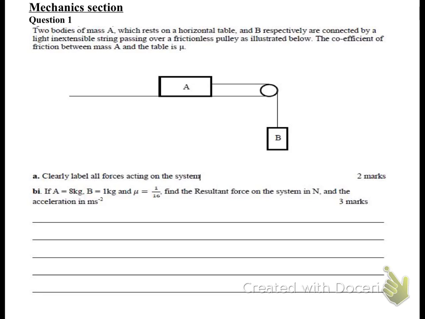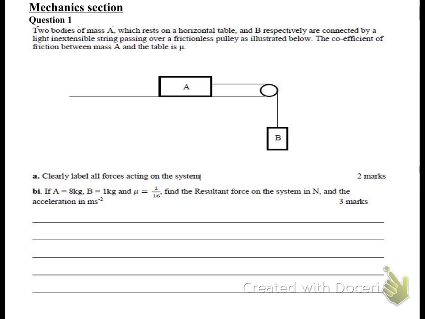respectively, are connected by a light inextensible string, passing over a frictionless pulley, as illustrated below. So there we go, that meets all the requirements, just to make simple assumptions of tension in one part of the string being the same as tension in the other part of the string. Now the coefficient of friction between mass A and the table is given by our mu, our coefficient of friction.